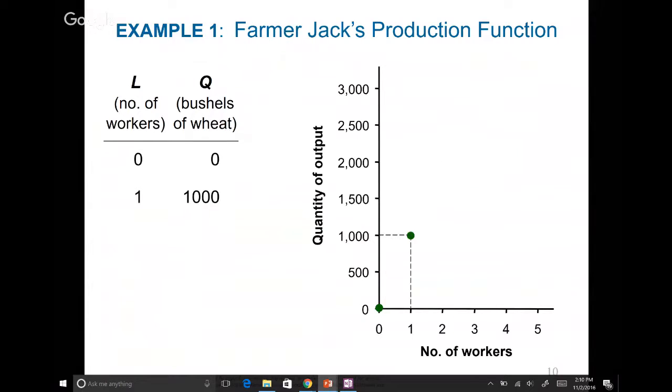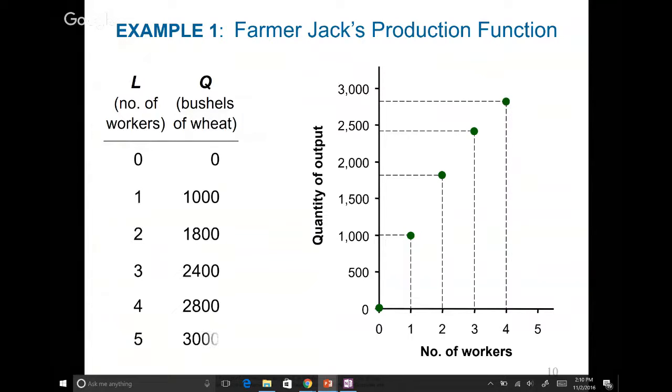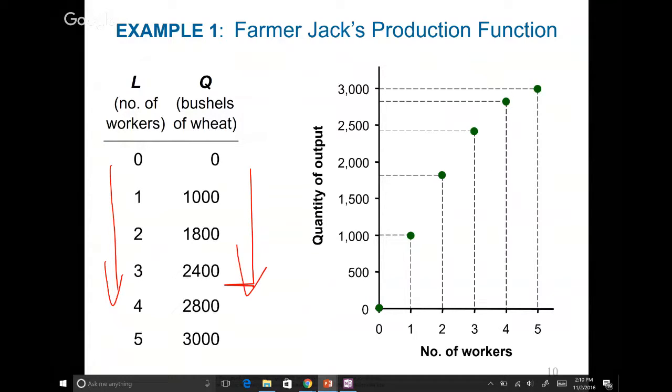He hires 1 worker, they produce 1,000 tons of wheat, or 1,000 bushels of wheat. He hires 2 workers, they produce a total of 1,800 wheat. 3 workers, 2,400, 4 workers, 2,800, and then 5 workers, 3,000. So as you can see, the more workers this farmer hires, the more production of wheat we have. And then this graph on the right, that is your production function. It shows you the relationship between our input, which is labor, and our output, which is your production of wheat.